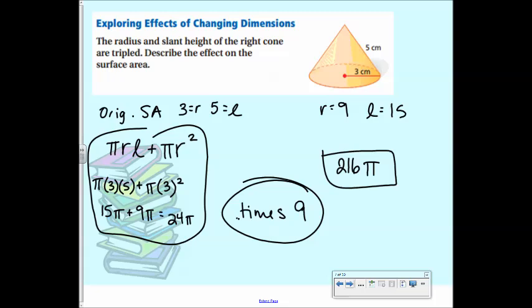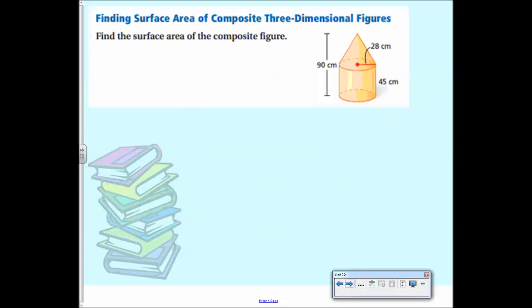All right, now with a composite shape, remember that a composite is just a couple things kind of smashed together. So in this composite shape, what is smashed together? What shapes do we have here, or what polyhedrons do we have? A cylinder and a cone. So we have a cylinder and a cone, and we want the surface area of the composite figure.